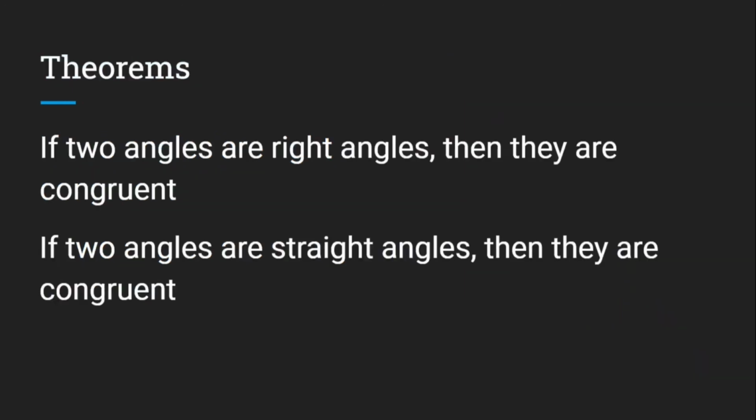We have two theorems that relate to the topics that we have learned today. The first theorem is that if two angles are right angles, then they're congruent, and if two angles are straight angles, then they're congruent.